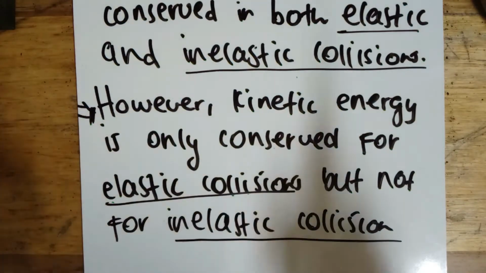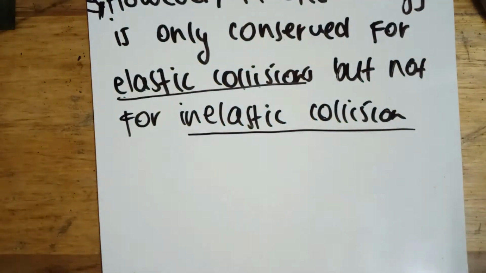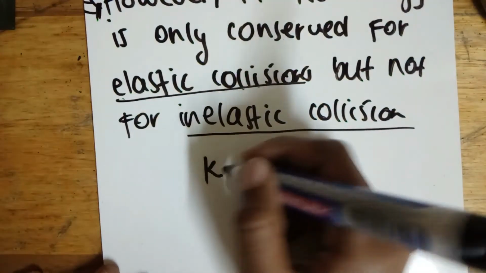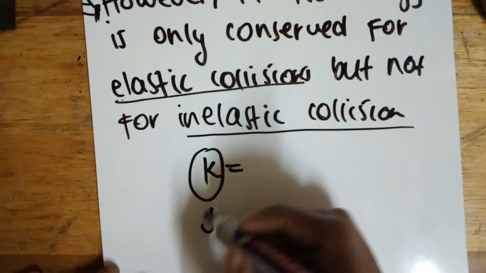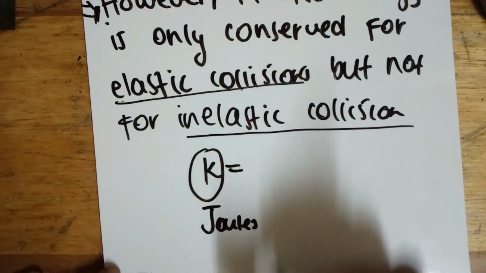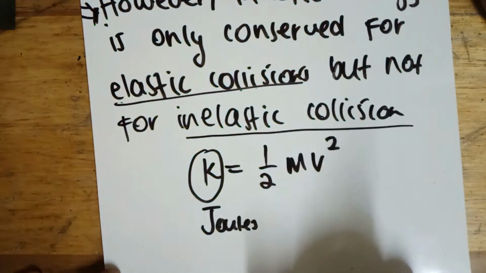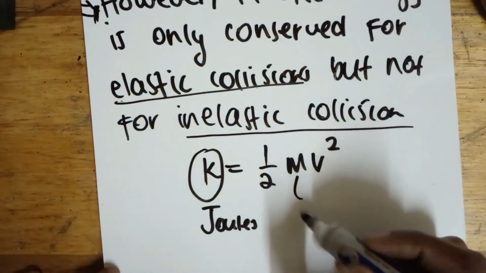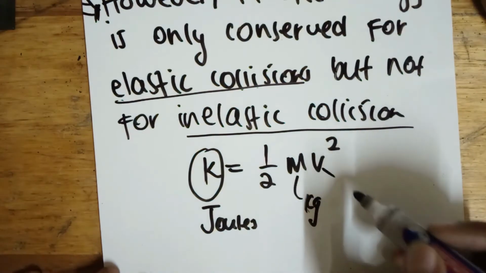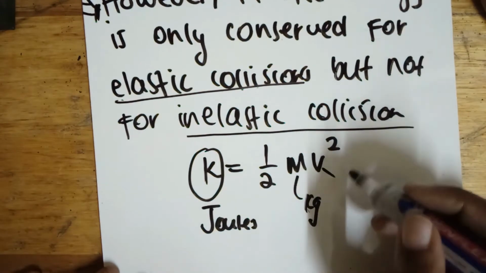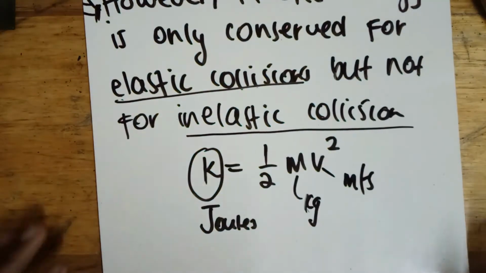So initially, objects in a collision have kinetic energy because they are moving. And if you remember, the formula for kinetic energy, the symbol for it is K, which is measured in joules, and it is a half mv squared. So m is the mass of the object in question, measured in kilograms. And v is the velocity of the object in question, which we know is measured in meters per second, and it is squared.